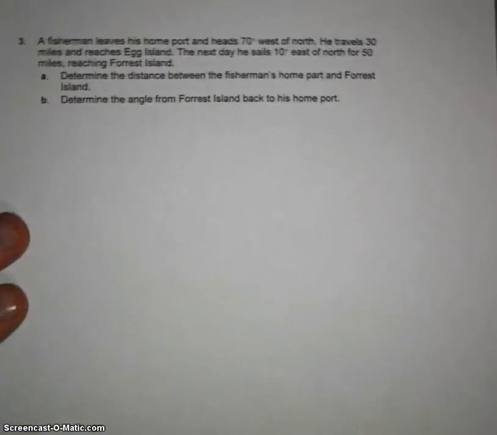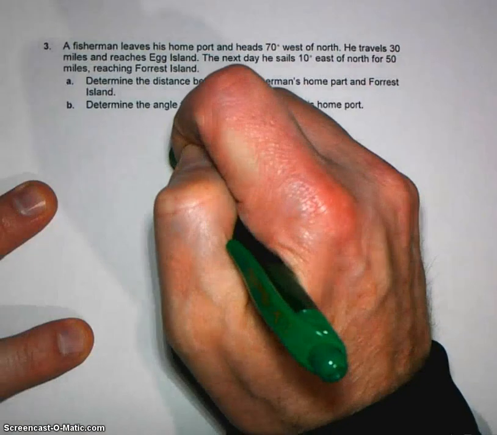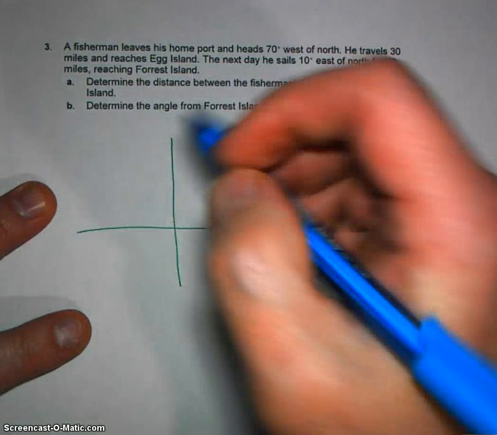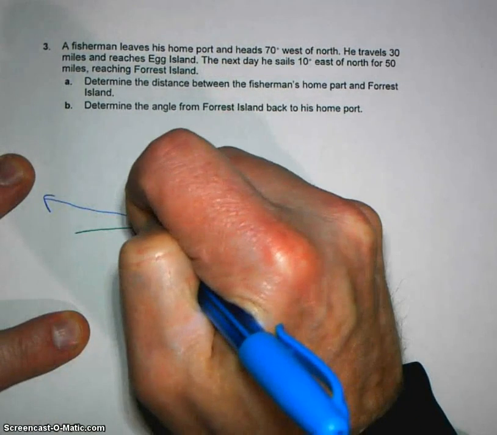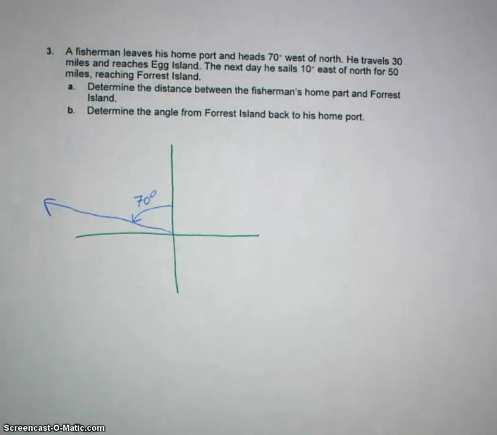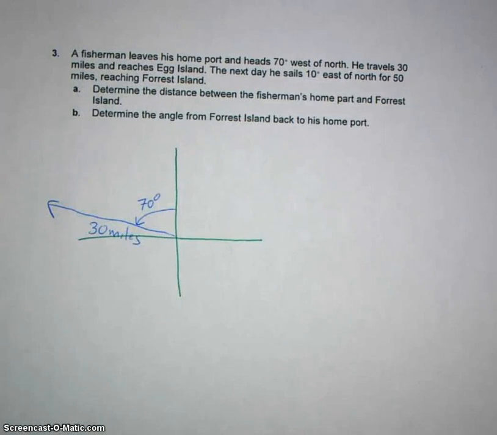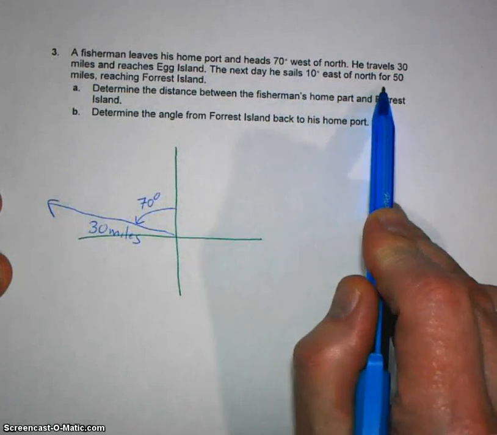All right, last one. Let's see. A fisherman leaves home port and heads 70 degrees west of due north. All right, I'm going to have to draw a picture here. So he heads 70 degrees west of due north. So he's going this way, where this is 70 degrees. He travels 30 miles and reaches Egg Island. The next day, he sails 10 degrees east of north for 50 miles.